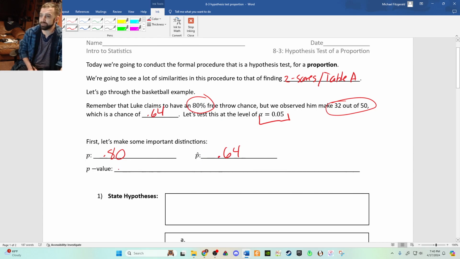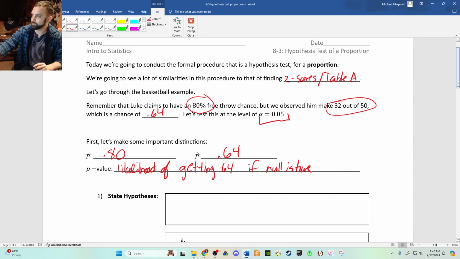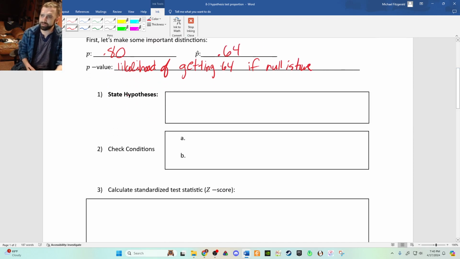The p-value is the likelihood of getting 0.64 if the null is true. So let's do that. Let's state our hypotheses. The null hypothesis would be that this proportion is 0.80, and we are testing because we think Luke is a worse free throw shooter. We think the true proportion of made free throws is less than 0.80.